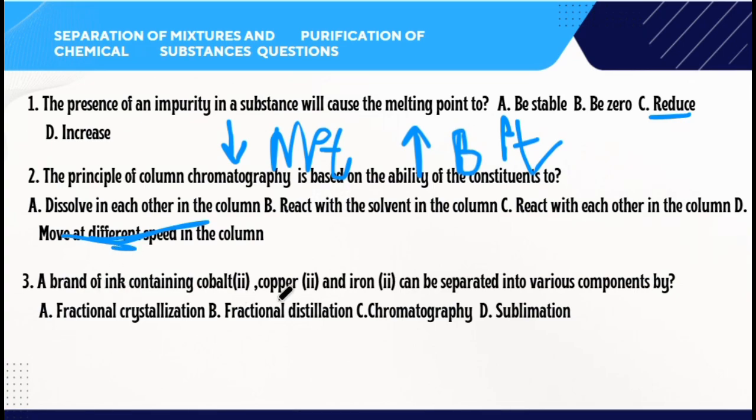A bunch of ink containing cobalt, copper, iron can be separated into various components by dash. Anytime you see dye, ink, color, they are always separated by chromatography. Sublimation is when the substance moves from solid state to gaseous state without passing through the intermediary liquid state. Fractional distillation is based on boiling point. Crystallization is based on saturated solution.